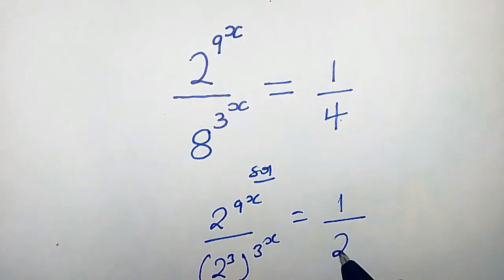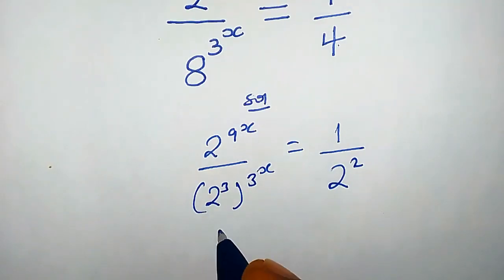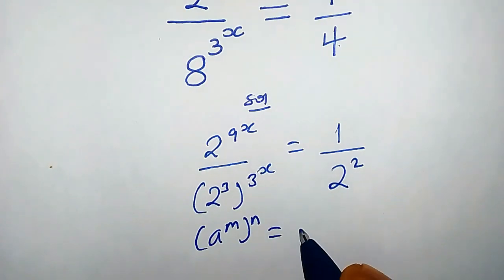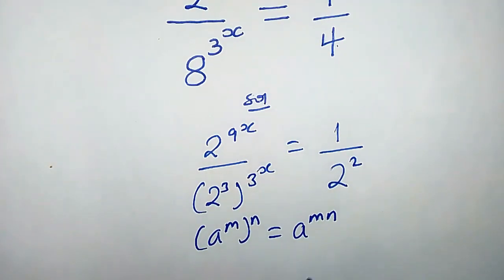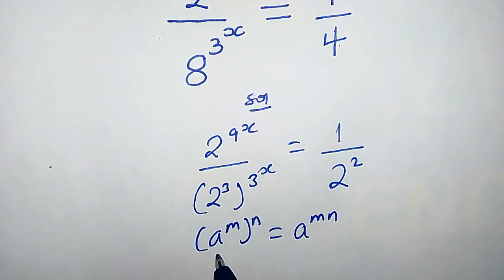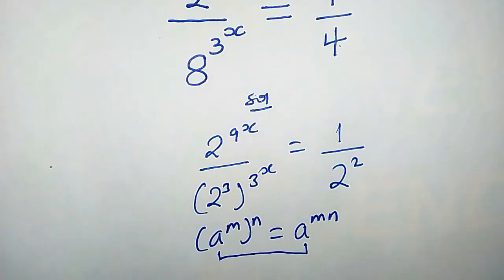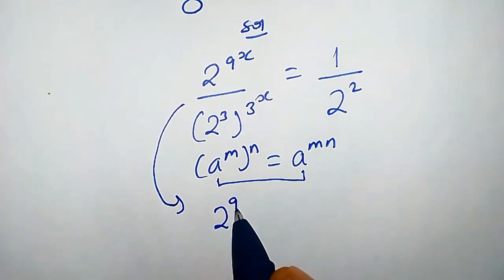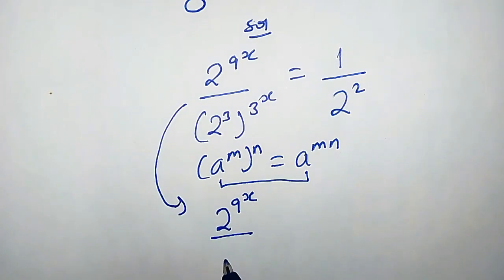4 as 2 squared. Recall that whenever we have a raised to power m times n, we can write it as a raised to power mn. So we are going to impose this property on this denominator. From here, we're going to have 2 raised to power 9 raised to power x over 2.